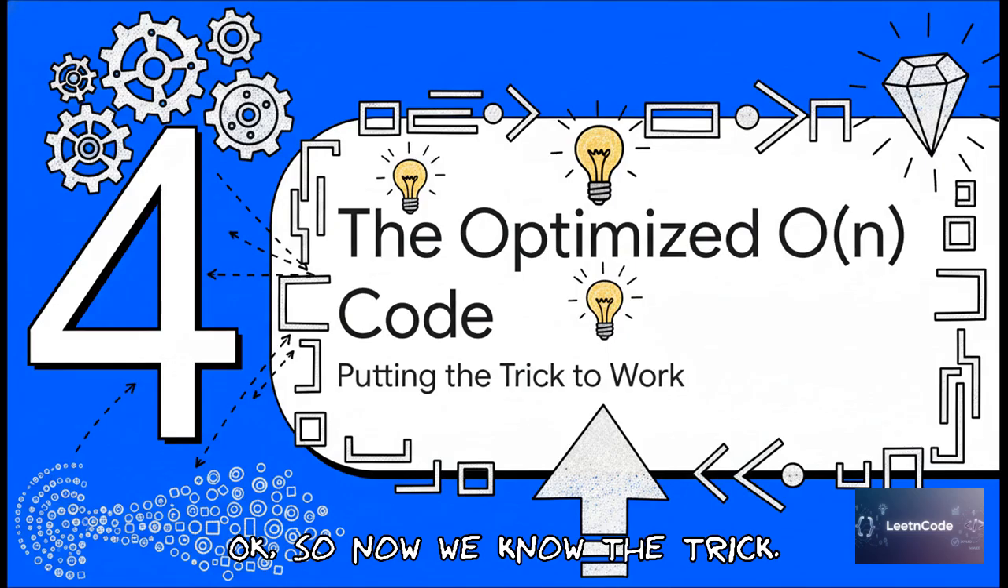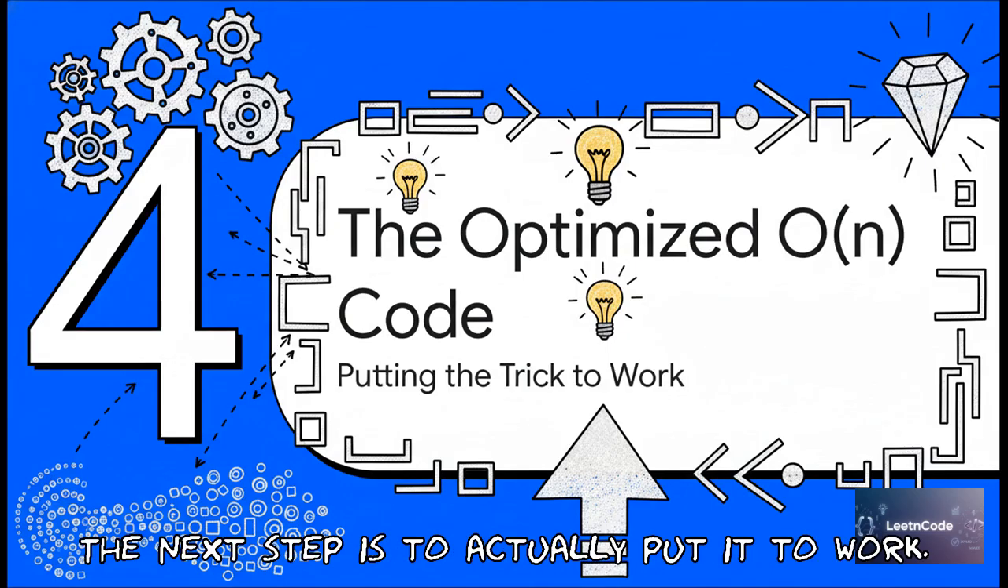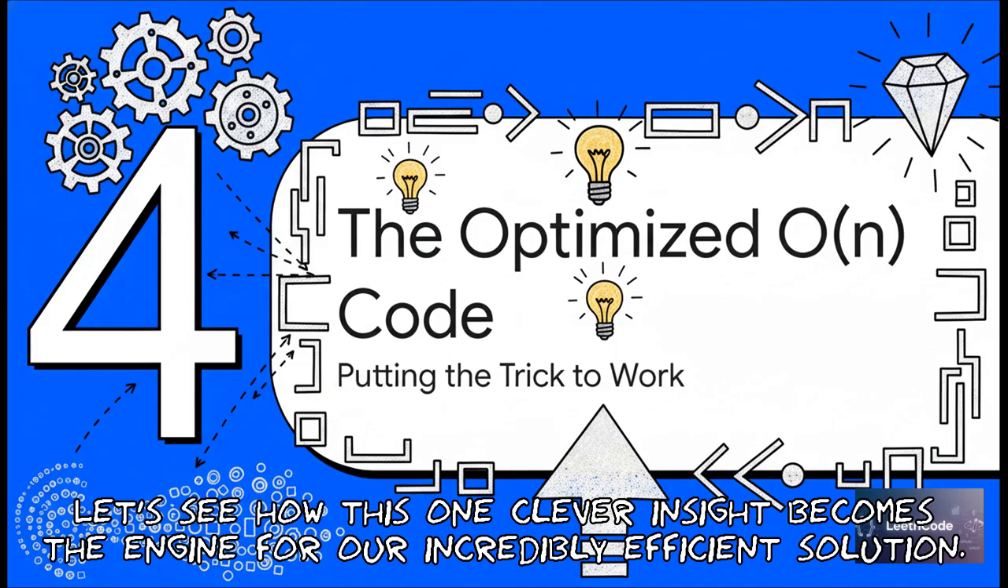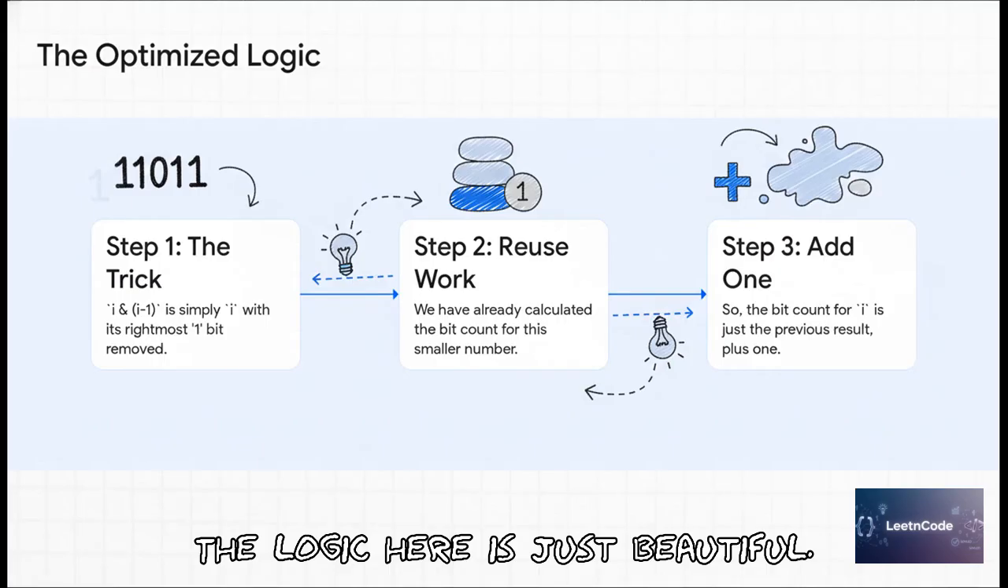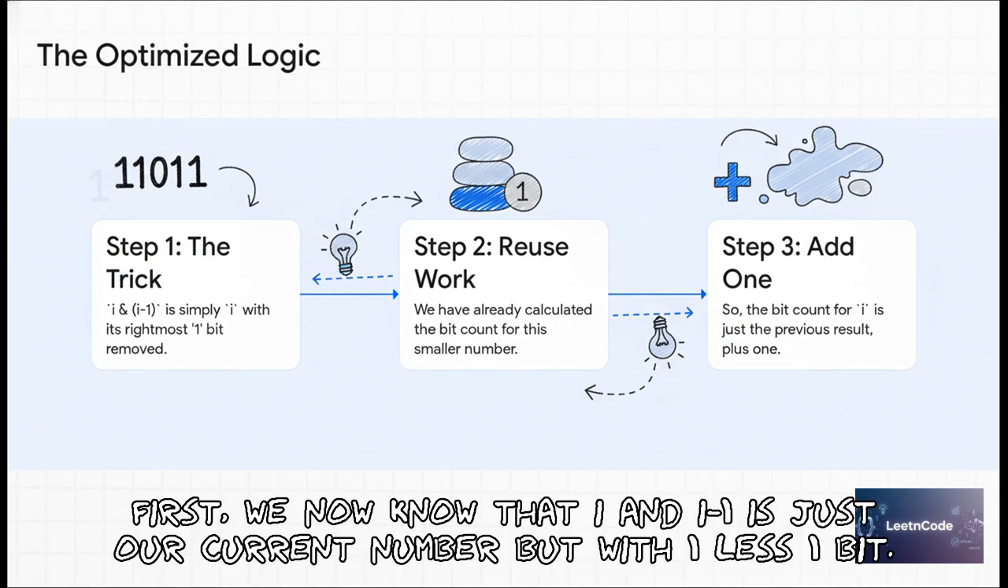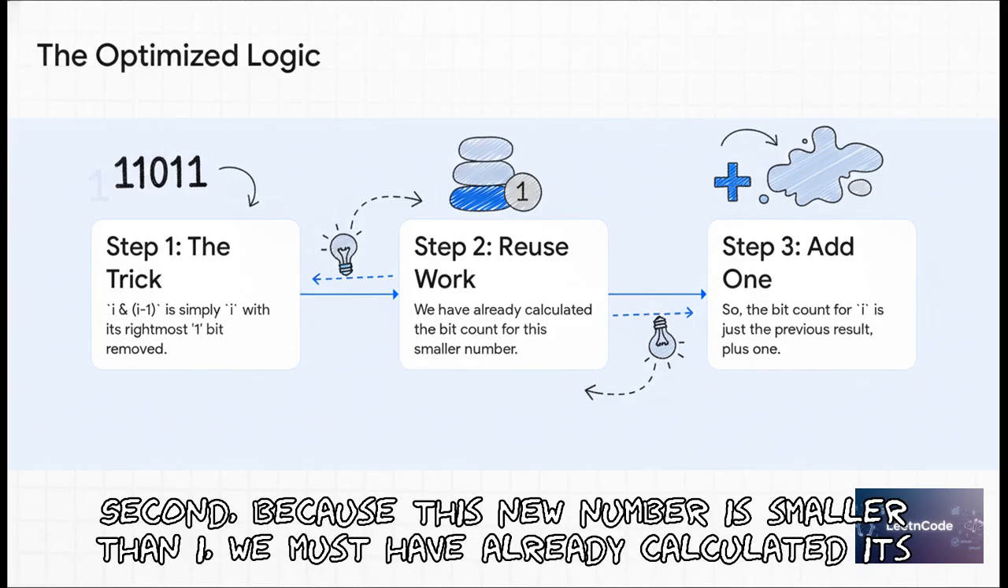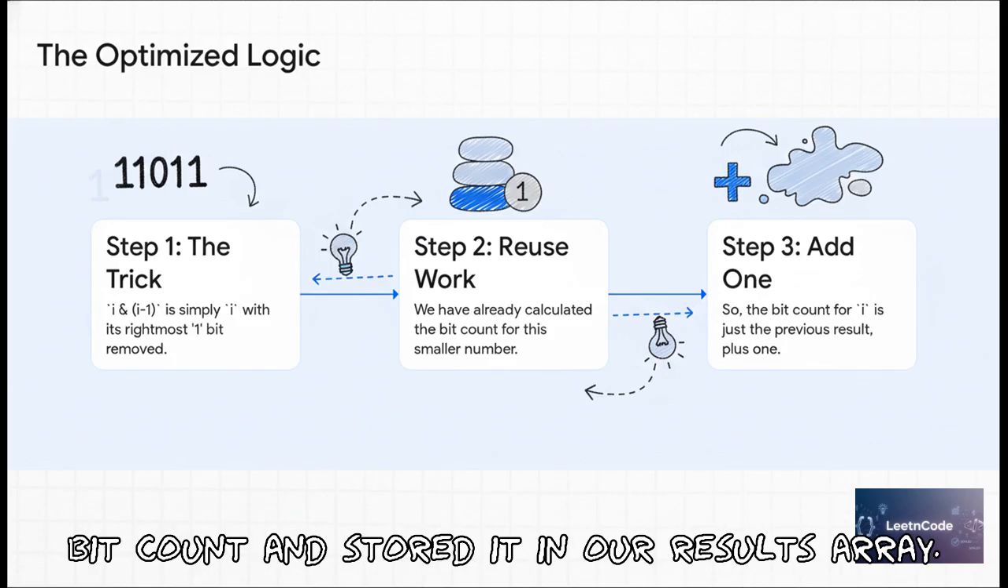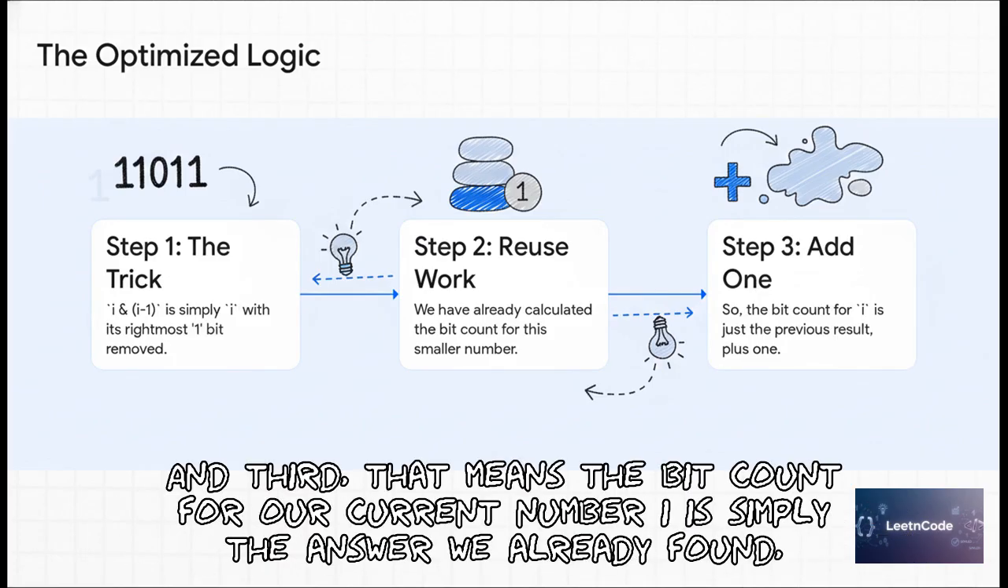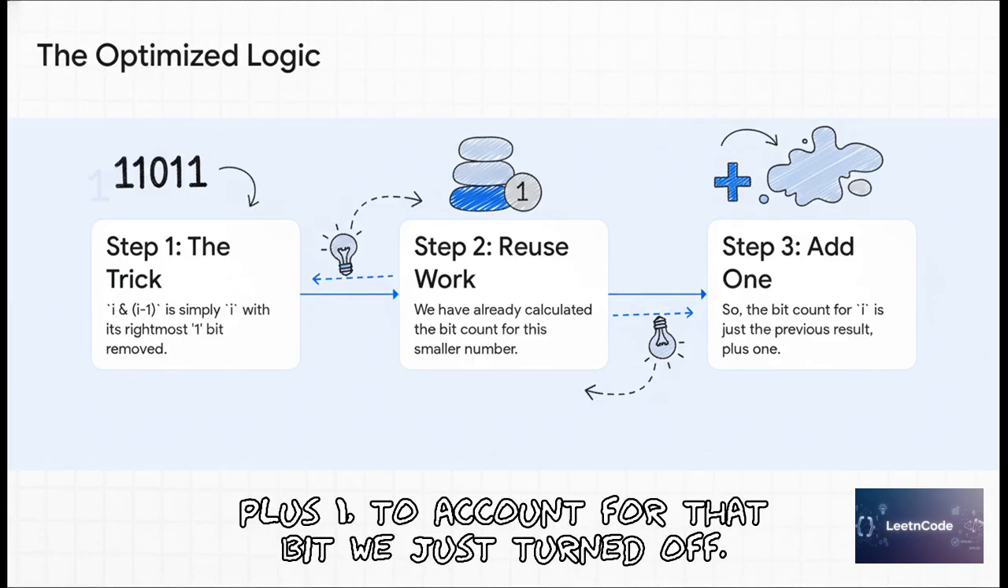Okay, so now we know the trick. The next step is to actually put it to work. Let's see how this one clever insight becomes the engine for our incredibly efficient solution. The logic here is just beautiful. First, we now know that i & (i-1) is just our current number, but with one less 1 bit. Second, because this new number is smaller than i, we must have already calculated its bit count and stored it in our results array. And third, that means the bit count for our current number i is simply the answer we already found, plus 1 to account for that bit we just turned off.